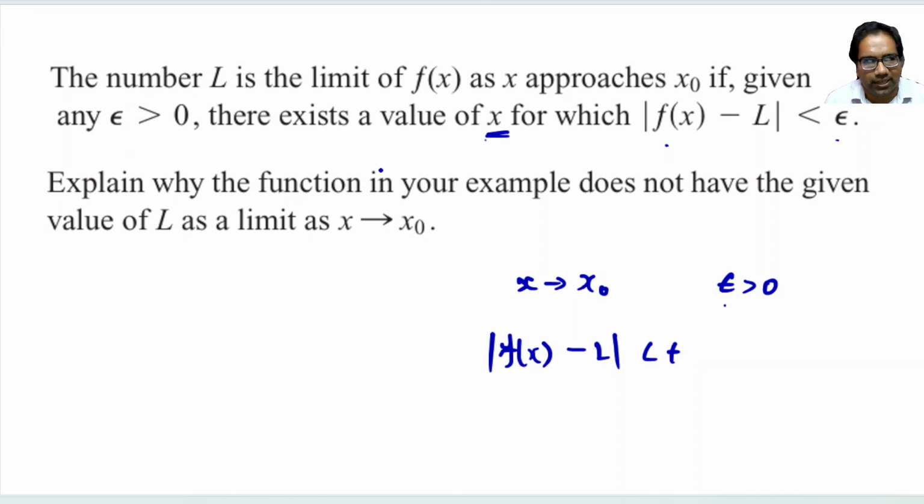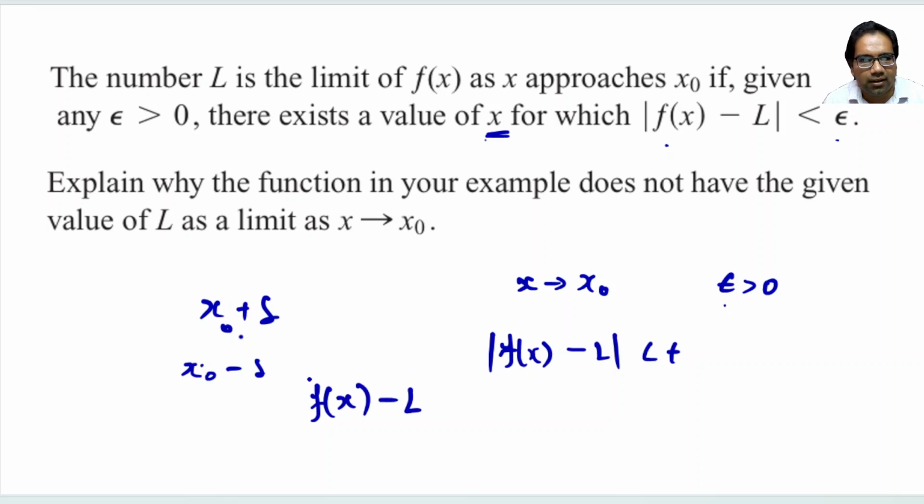It is not just one x. What we want is all x's within the range of x naught minus delta and x naught plus delta. Not just one x. We want all x which is lying between x naught minus delta and x naught plus delta. For all these x, |f of x minus L| should be less than epsilon. Here, that part is missing. Here, it is not saying what happens to the remaining x's.